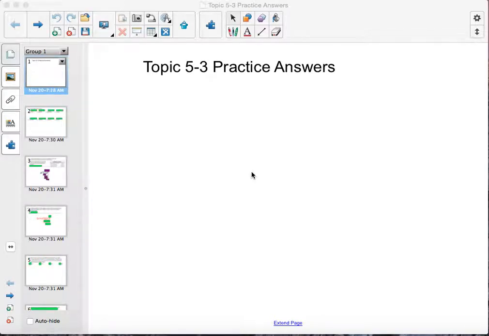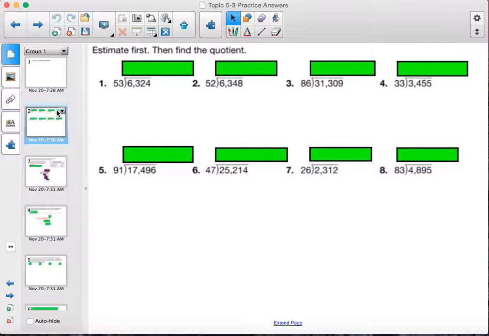Well, today what we're going to do for the next couple minutes, we're going to correct the topic 5.3 practice page. You should have a red pen, and today you want to make sure that you are very accurate in checking your work and write down any notes that you need to help you understand why you didn't get a problem correct or why it was incorrect.